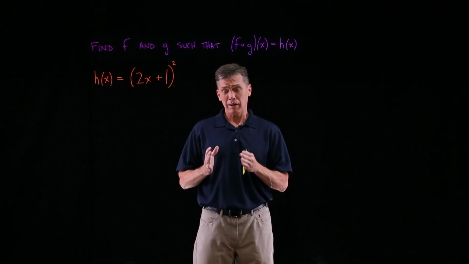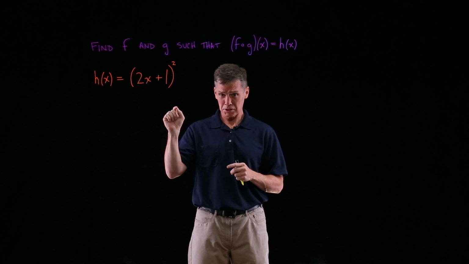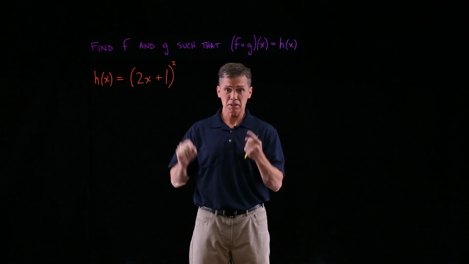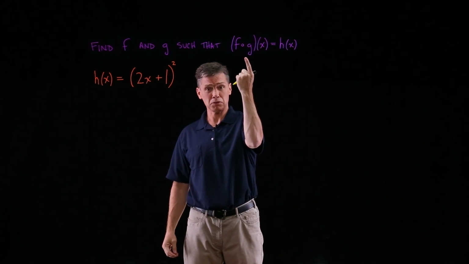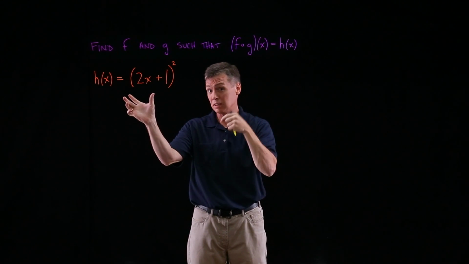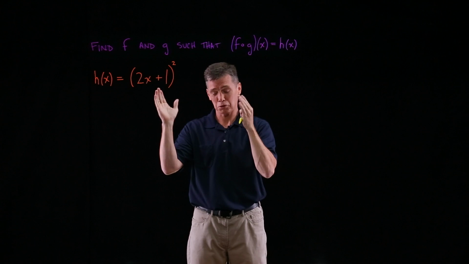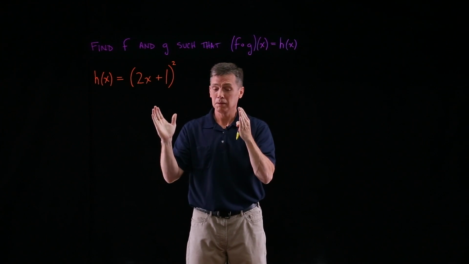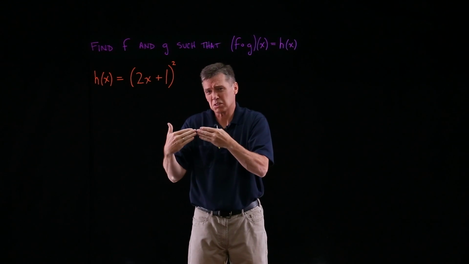Okay, in this problem, our task is to find two functions, f and g, such that if you were to look at the composition of those functions, you'd get this h of x function that they give us to begin with. This is a great type of problem. It's very much kind of going backwards.